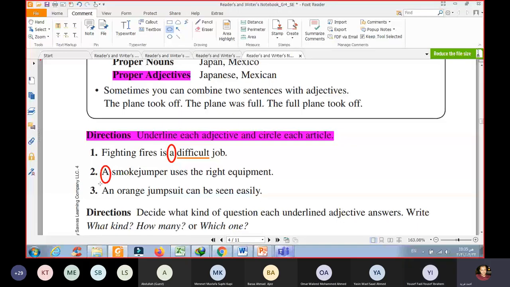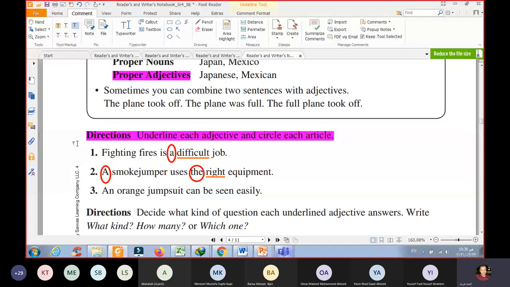Yes, it's an article, and also we have the. Okay, but where is the adjective? Smoke jumper. No, not the smoke jumper. Smoke jumper is a noun. I think this is right. Right is the adjective.